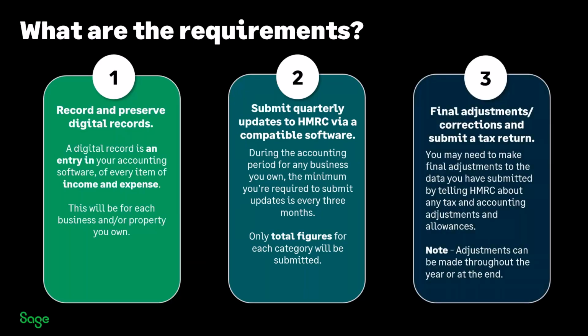Lastly, final adjustments and corrections in submitting the tax return. Although you can make adjustments throughout the year, you may need to check if any final adjustments are needed, or you may need to claim any relief, and that can be done at this point. Once all the checks have been done, you can then submit your final tax return, confirming everything has been submitted is to the best of your knowledge.